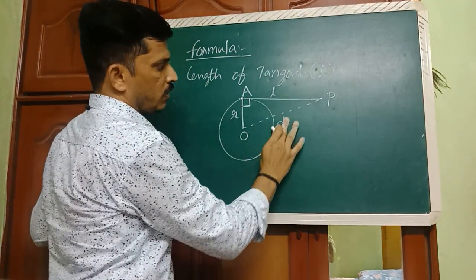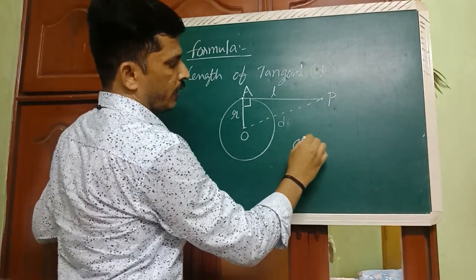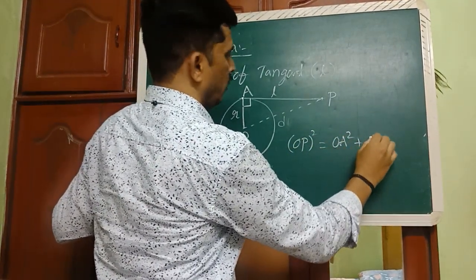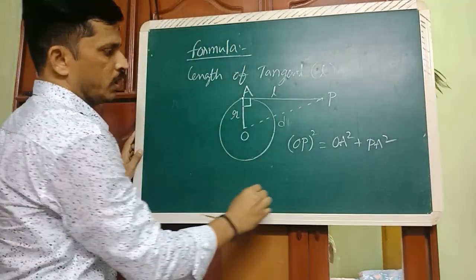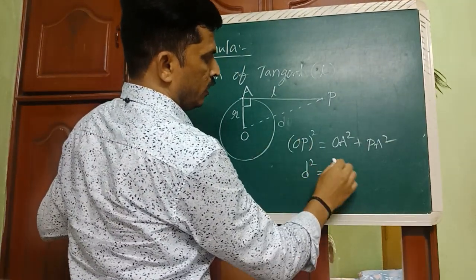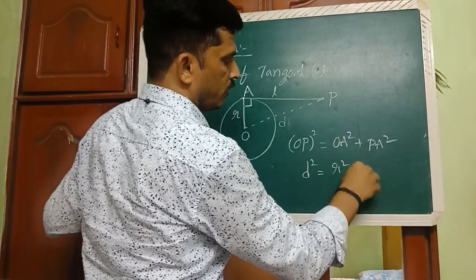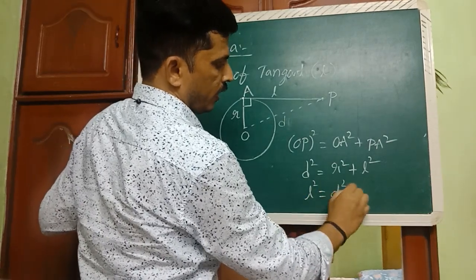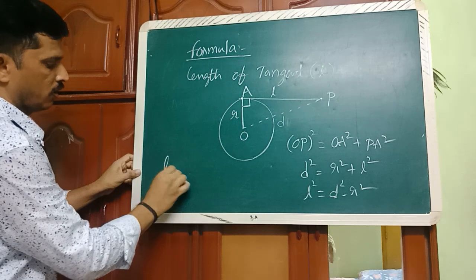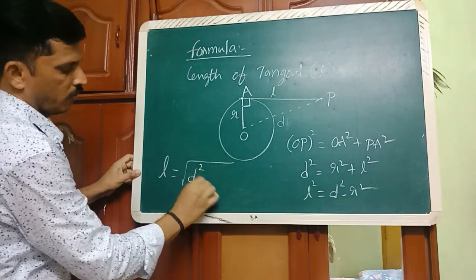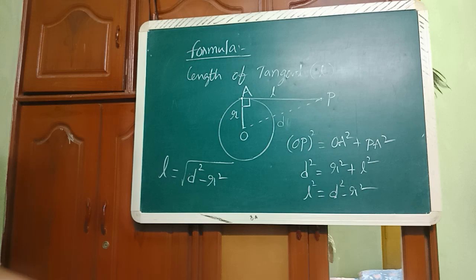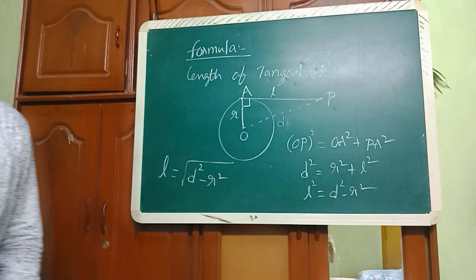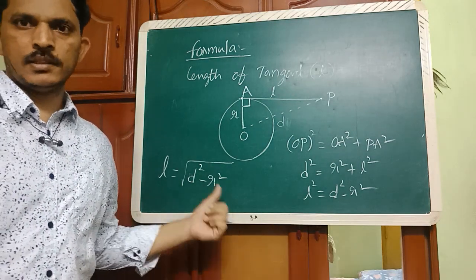Pythagoras theorem says OP square, hypotenuse square, is equal to the sum of squares of the other two sides. OP square is D square, OA square is R square, PA square is L square. I want L square, so D square minus R square. Therefore L is equal to root of D square minus R square. So the length of tangent L is equal to root of D square minus R square. So this is about the 10th class CBSE circles. Thank you.